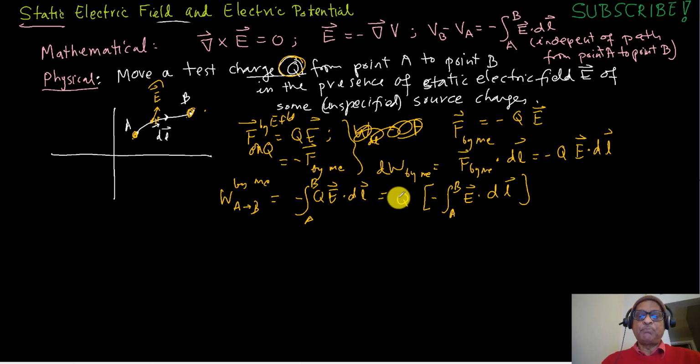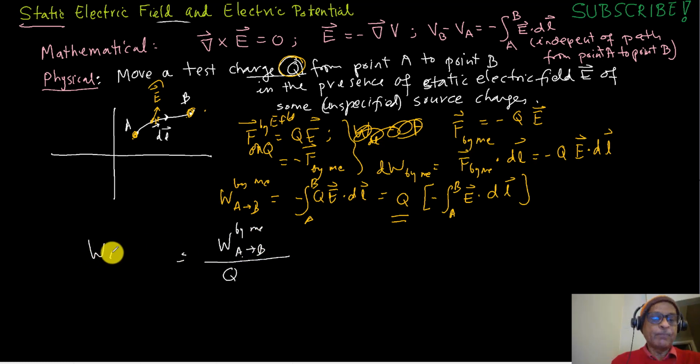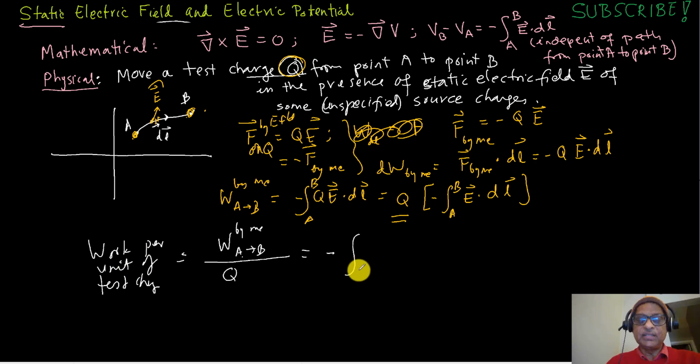So per unit of the test charge that I need to do work on, so work by me in going from A to B, per unit of test charge. So this is the work per unit of test charge, which is actually equal to minus the integral from A to B of E dot dl. And lo and behold, what is that?